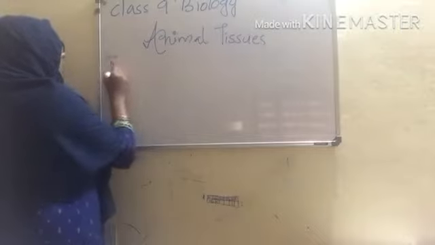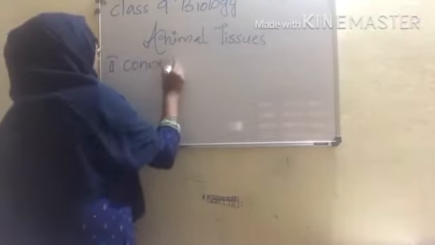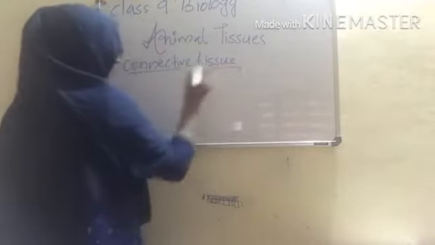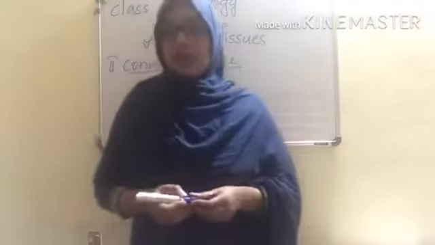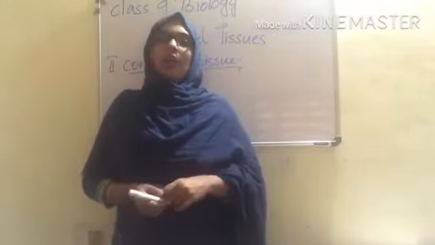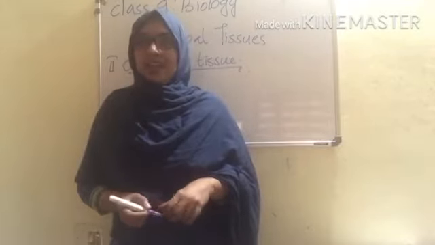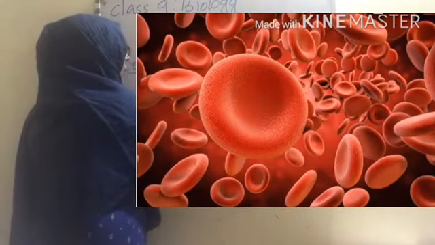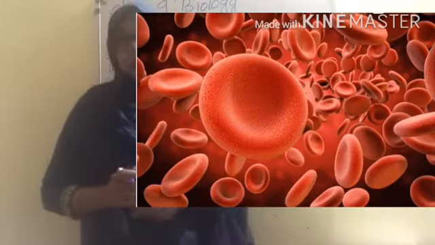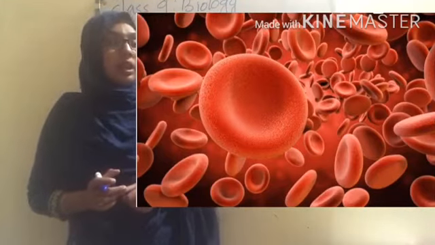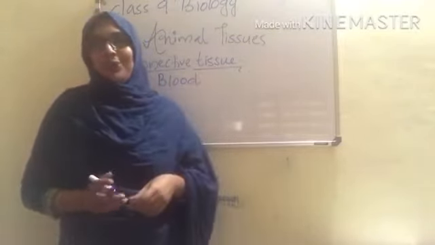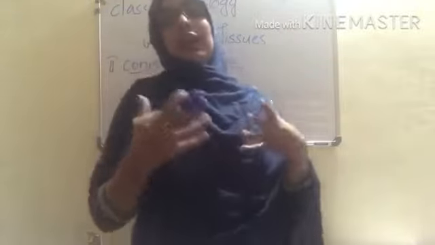In the second portion we are dealing with connective tissue. So I would like to get into connective tissue by citing a common familiar example. Yes, that is blood. From the lower classes itself, we had studied the definition of blood, right? How can we define blood? Yes, blood is a fluid connective tissue, correct? How it comes under connective tissue, that is what we are going to see.